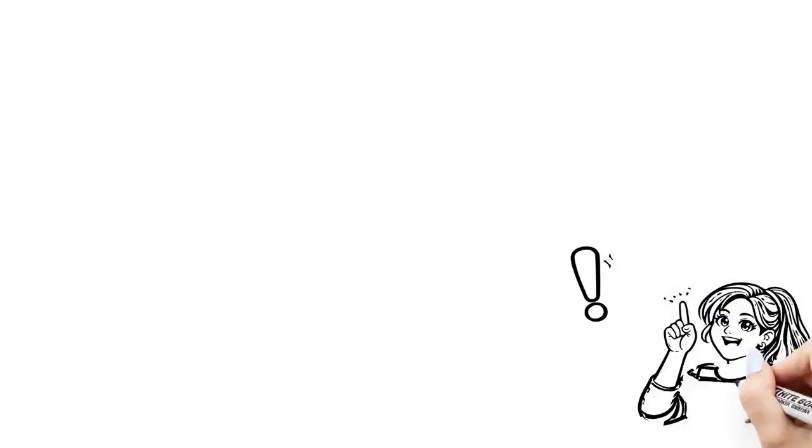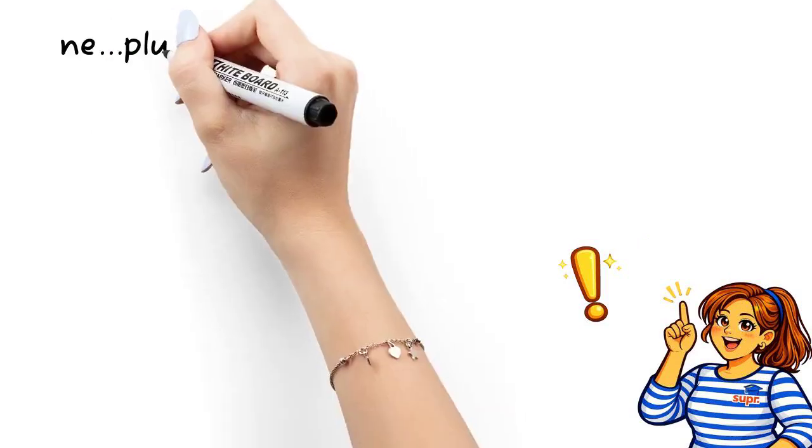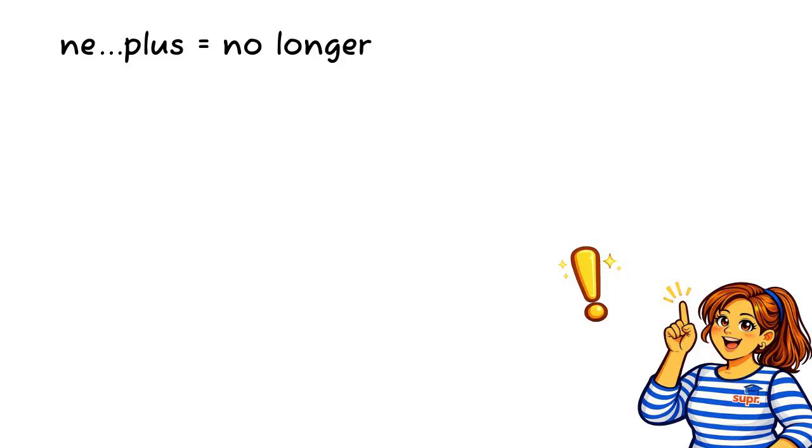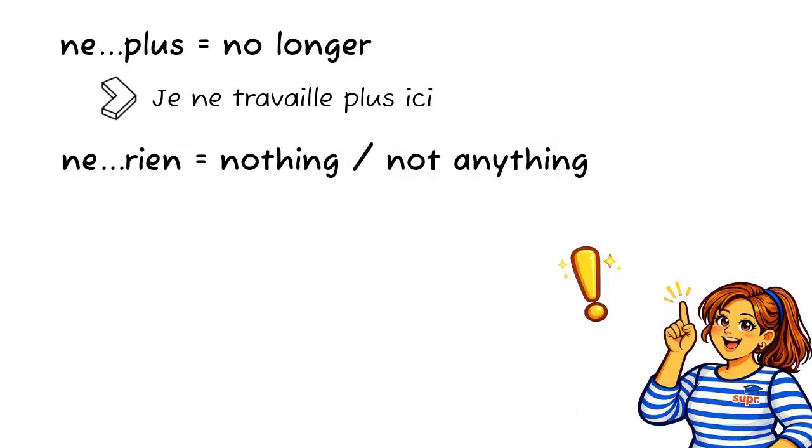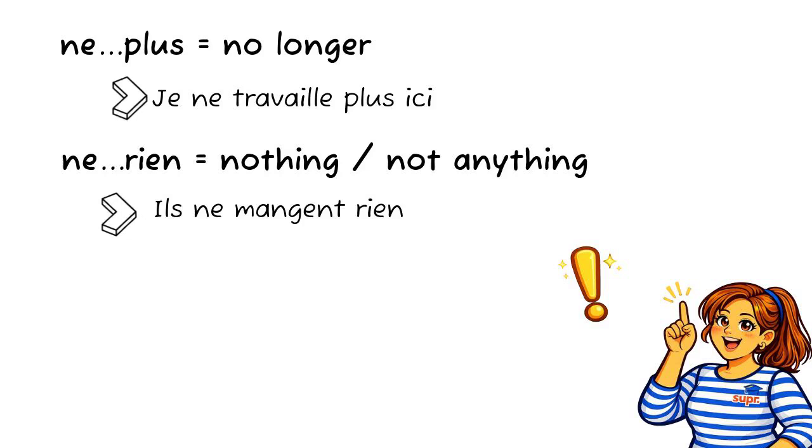In French, there are a number of negative structures. So let's have a look at a few more. So ne plus means no longer. For example, we might say something like je ne travaille plus ici. I no longer work here. See, the ne plus goes around the verb. Ne rien means nothing or not anything. So, for example, we might say ils ne mangent rien. They eat nothing. They don't eat anything. Again, ne rien around the conjugated verb.